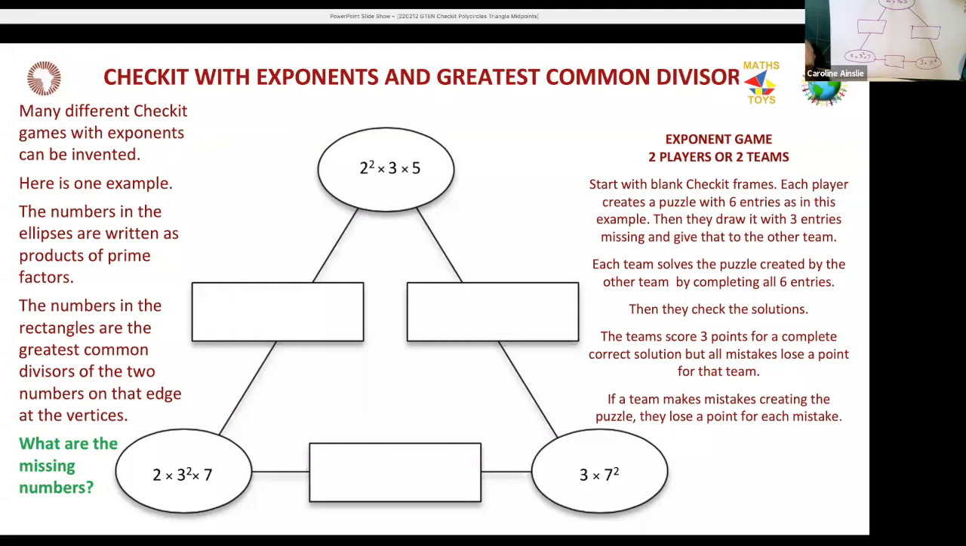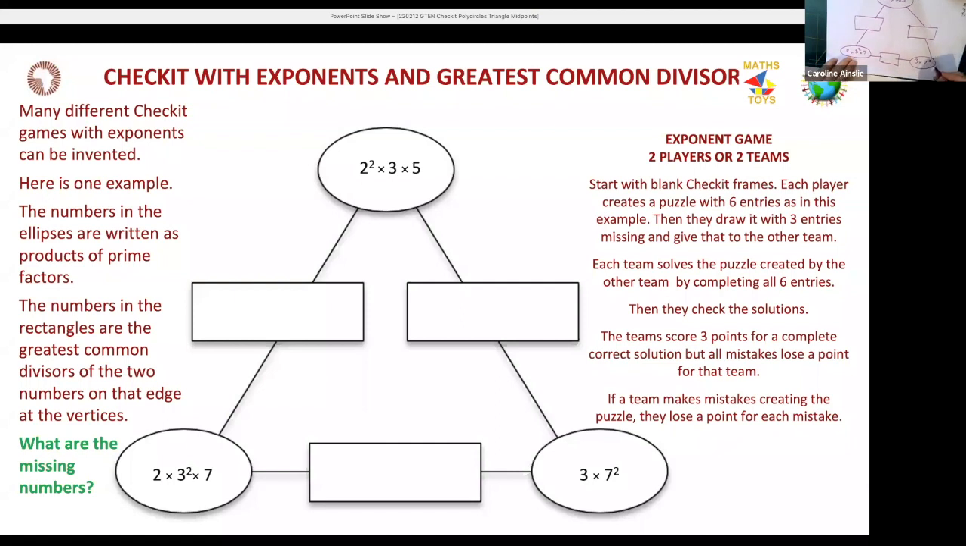So you could talk with your learners here about the number at the top is actually 60, but what you're doing is breaking the number 60 down into its prime factors, which is 2 squared times 3 times 5. And then the one on the bottom right is 147, which is 3 times 49, or 3 times 7 squared.